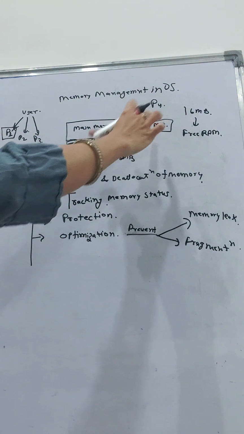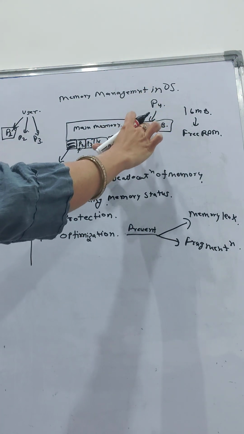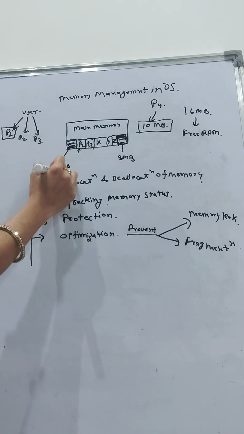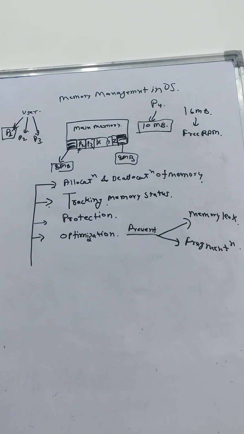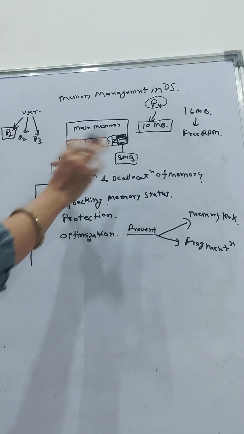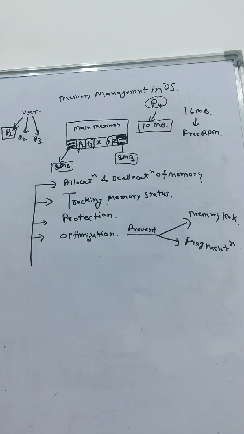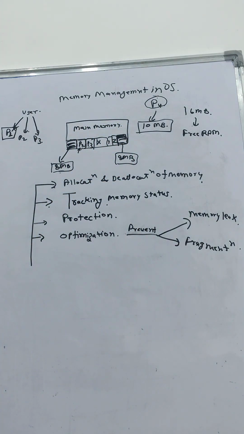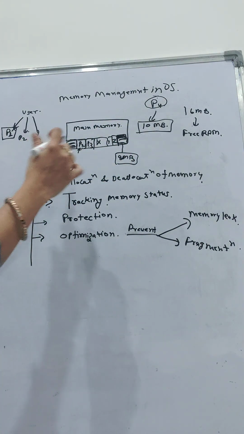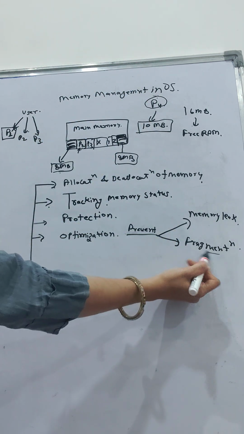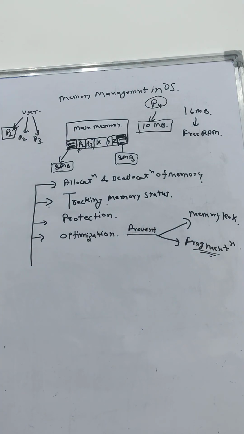Suppose P4 has come and P4 requires 10 MB, but we have 16 MB memory in our RAM, 8 MB here and 8 MB here. So we cannot run this P4 application because we have memory, but it is not contiguous. This is the problem of fragmentation. So the operating system will make sure this issue will not occur, and it will use some technique that we'll discuss in our next unit, so that memory will be allocated properly and this fragmentation issue we will avoid.